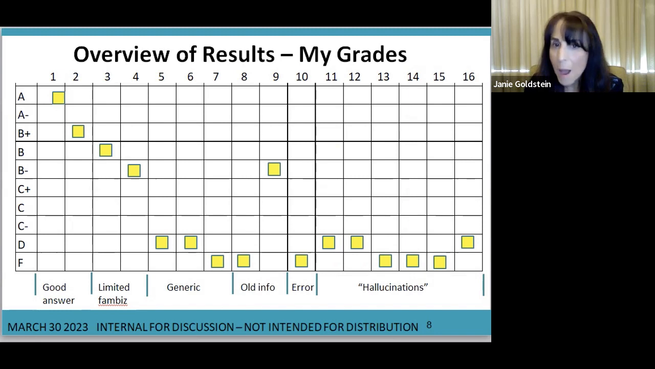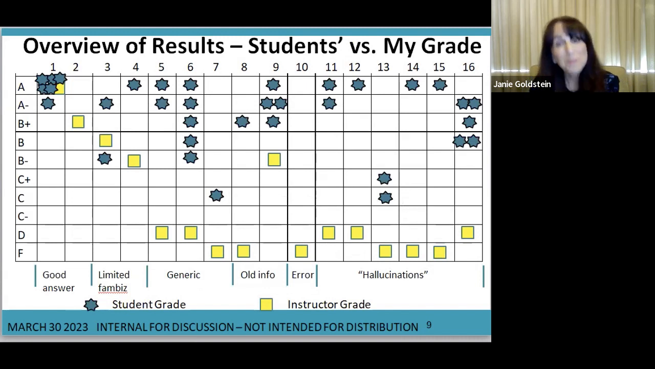I'm going to show you the student grades, but I'm guessing you can probably all assume that the student grades were perhaps a little bit better than mine. They were quite a bit better than mine. The students really seemed quite swayed by the professional sounding responses. And there were a few things that I thought were interesting.